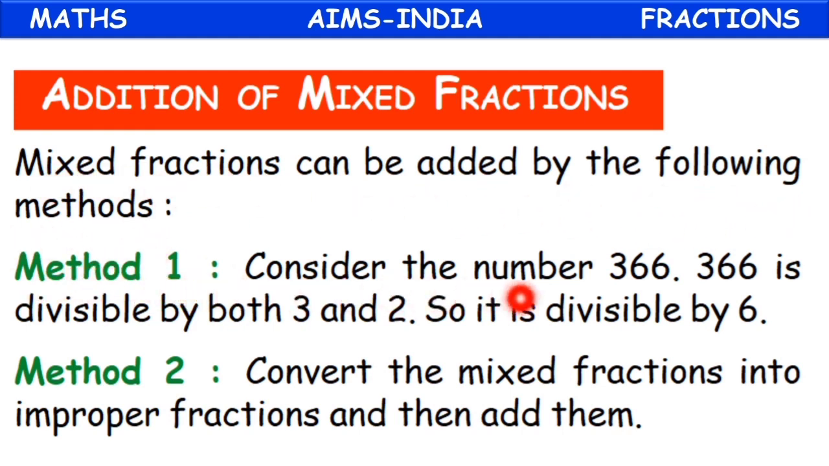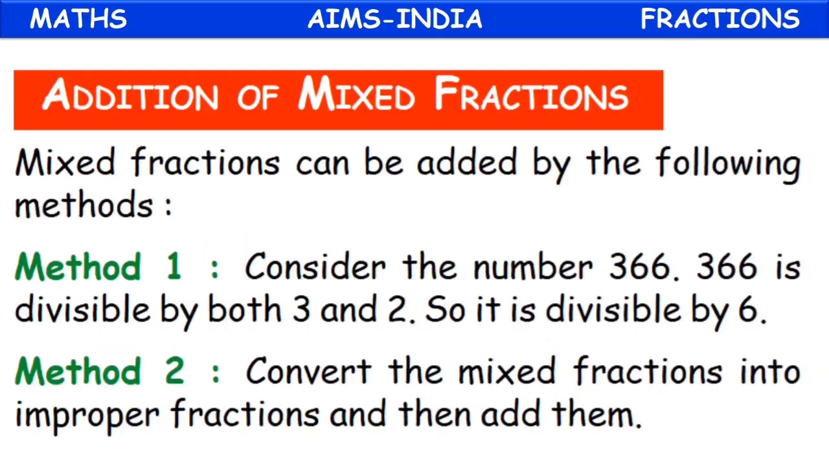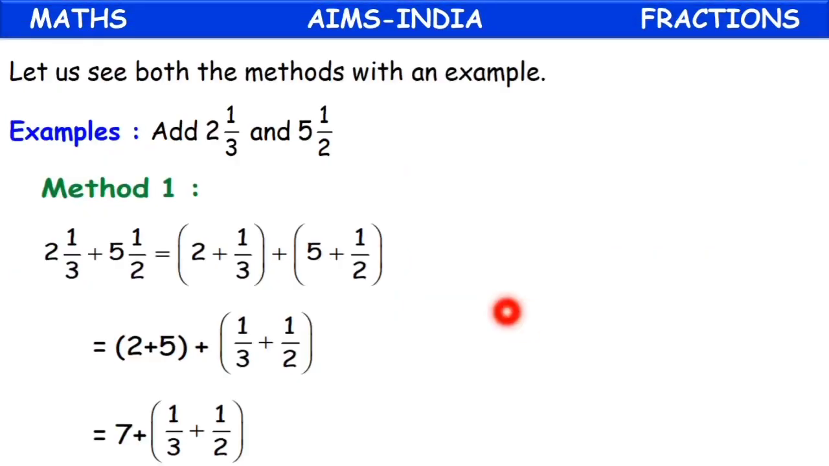Method 1. Consider the number 366. It is divisible by both 3 and 2. So it is divisible by 6. Method 2. Convert the mixed fractions into improper fractions and then add them. I think this is from the divisibility rules. No. What is method 1?